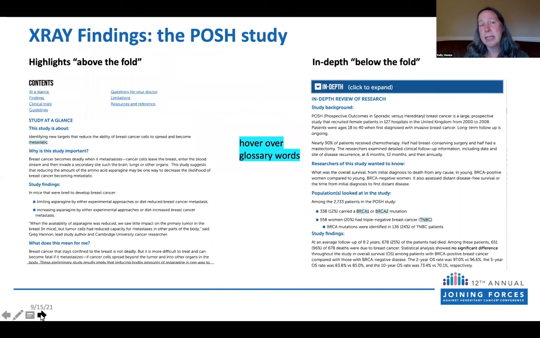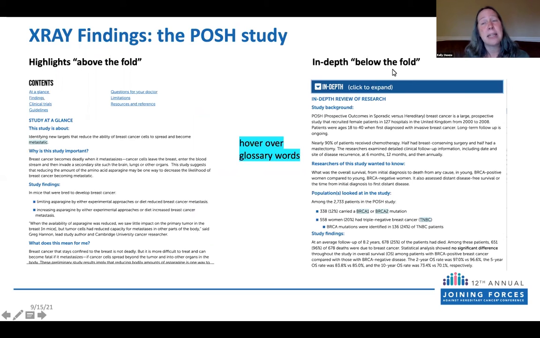For all of our X-rays, we give a highlight of the finding. We call this the above the fold version. So for the POSH study, this is showing you what the study is about, why it's important, what the major findings were in a really brief way, and then what does this mean for me? How does this affect treatment potentially?